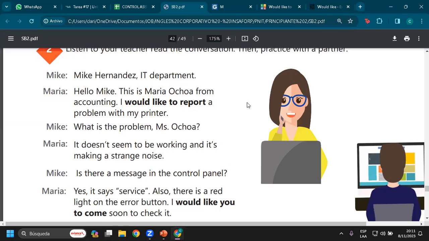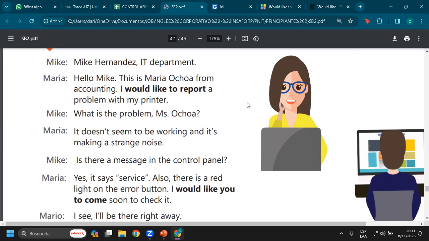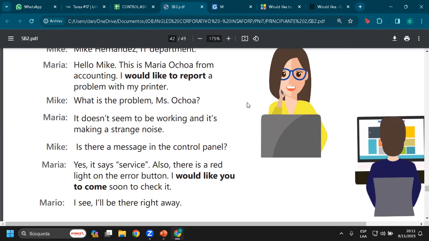Mike Hernandez, IT department. Hello, Mike. This is María Ochoa from accounting. I would like to report a problem with my printer. What is the problem, Ms. Ochoa? It doesn't seem to be working, and it's making a strange noise. There's a message in the control panel. Yes, it says service. Also, there is a red light on the error button. I would like you to come soon to check it. I see, I'll be there right away.